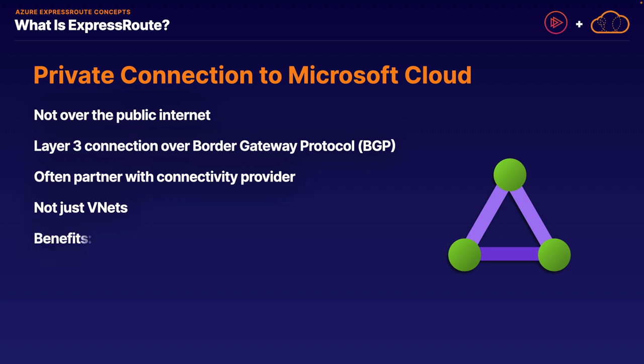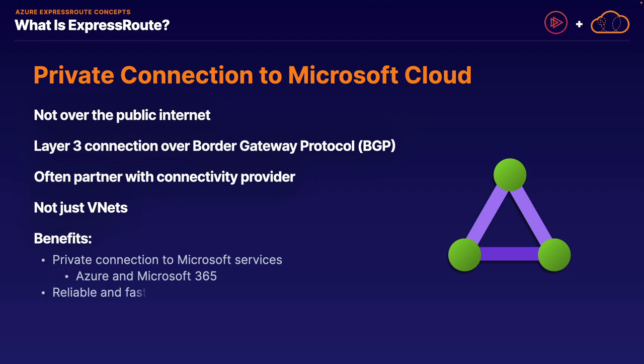ExpressRoute has a number of key benefits compared to our other hybrid connectivity options, the biggest of which is, again, it is a private connection to Microsoft services that does not operate over the public internet. One key difference is that, as mentioned above, this is a private connection not just to an Azure virtual network, but to other Azure managed services and also Microsoft 365 services as well. Virtual networks is one of multiple connection scenarios, but it is not the only one.